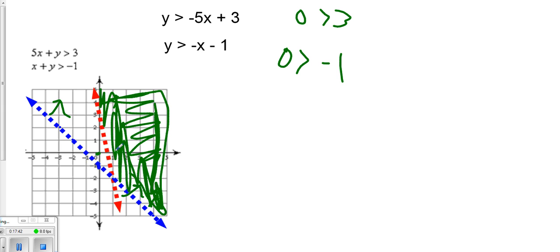This area above the blue and above the red is the only spot where all of these numbers work. If I were to pick a random spot right here, this is at x is 3, y is 2. If I plug that into both of these equations, that would be a true statement. If I go to x is 5, y is 1 right here, and plug those into both these equations, it would make a true statement. Everywhere in this area would make a true statement for both of these inequalities.